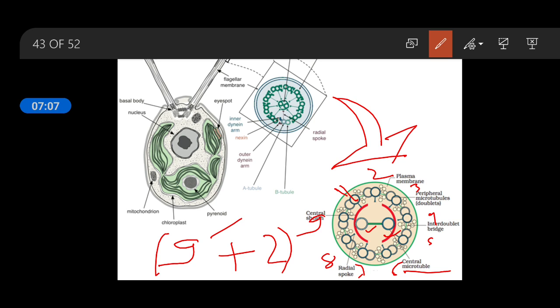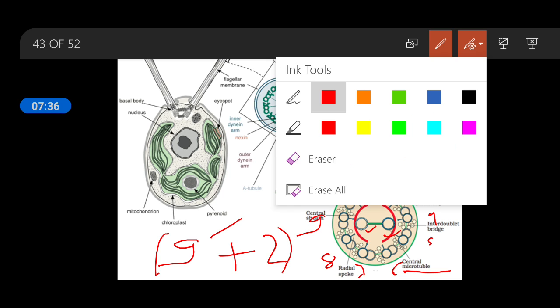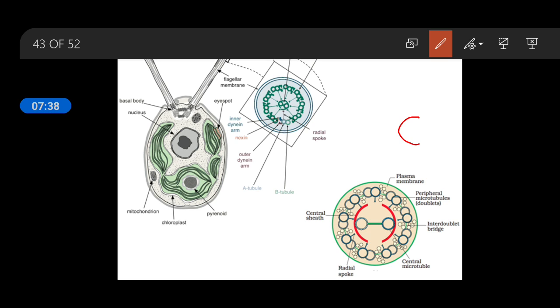These 9 microtubules are actually present in doublet form. Doublet means 2 microtubules joined. In the lateral view a microtubule will look like this, but in the top view a microtubule shows a circle. In the top view this is a complete circle, but in the doublet form the second microtubule is not complete, it is incomplete. So it looks like this: this is one complete microtubule, and above it is an incomplete microtubule.